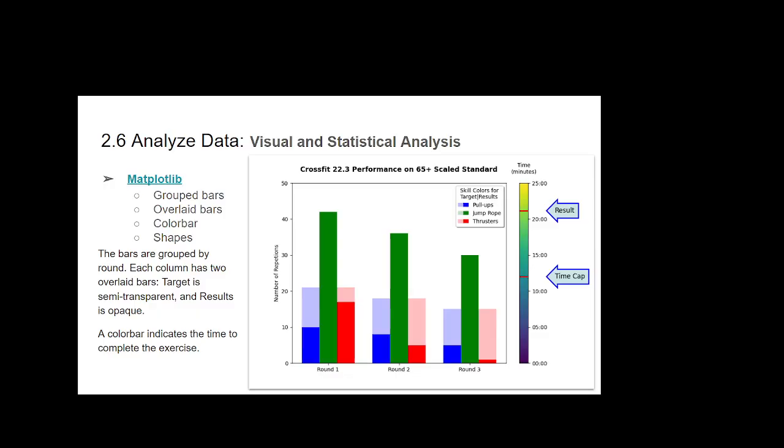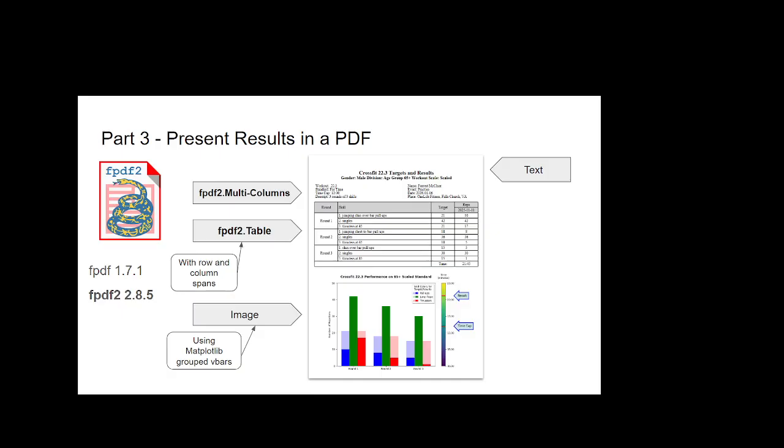This is a grouped bar chart that displays for each round the CrossFit target and workout reps for each skill. A single-page PDF of CrossFit results will demonstrate the third part of this project. The FPDF2 module can create a PDF with text and images, as well as multiple column text boxes and tables. Tables can be programmatically designed and at runtime include data in a variety of formats.